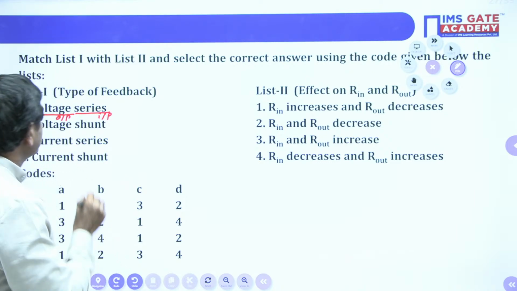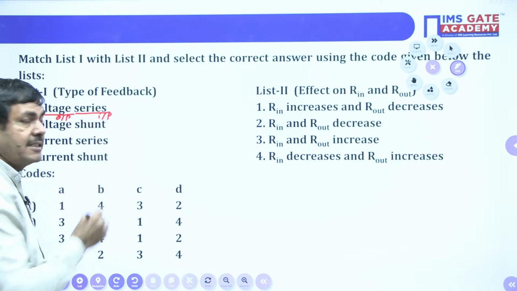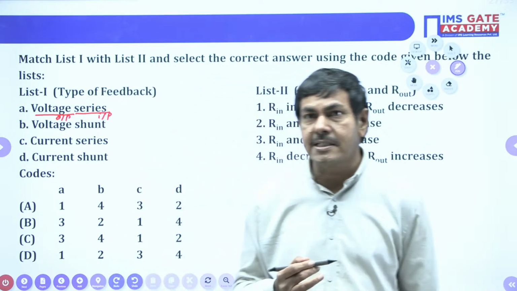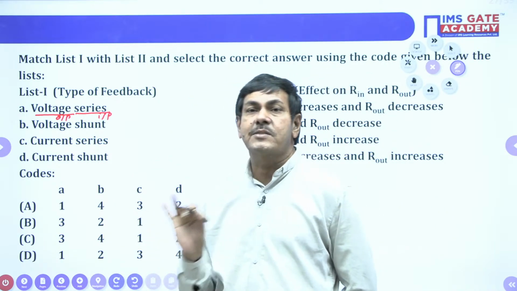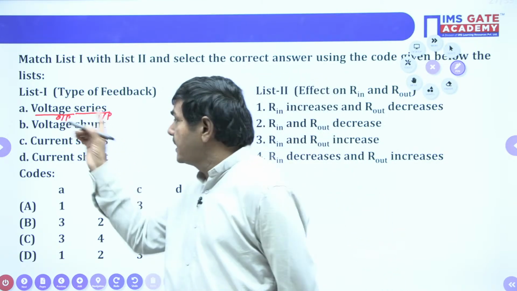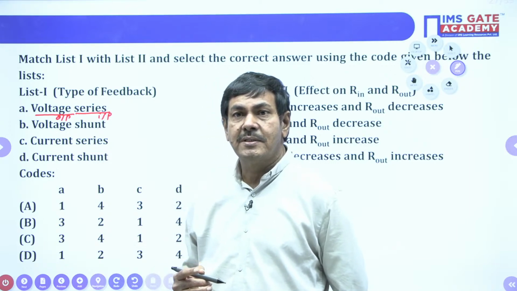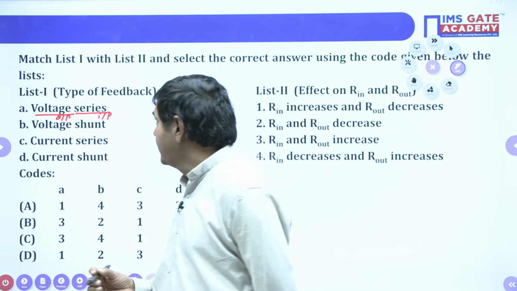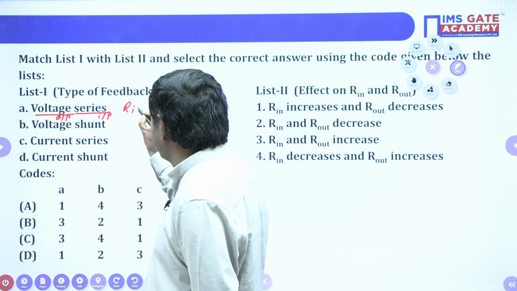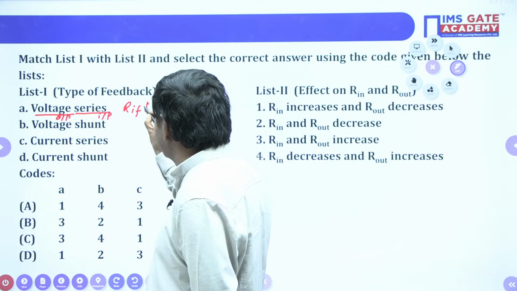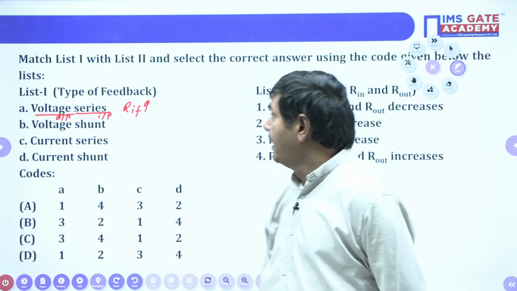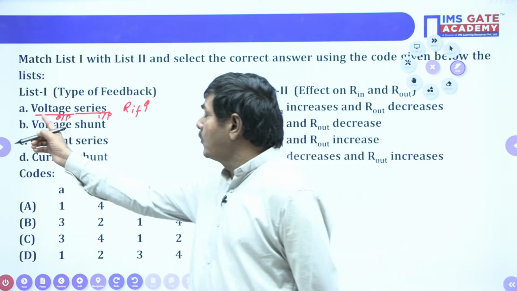Whenever the input circuit is a series connection, will the total resistance increase or decrease? We need to think. Easily we can say, in the series connection, resistance is going to increase. That means in this model, input side RIF after feedback increases, because it is in series. And what about voltage? Output circuit is the voltage.